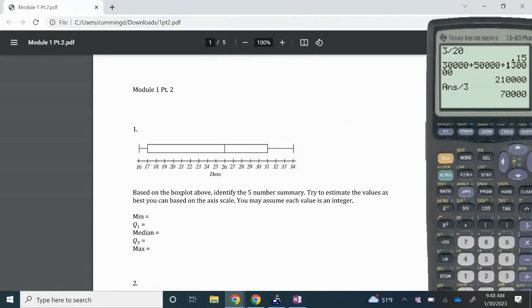All right, so we need the minimum score. You will find the minimum value here, represented by this line. All the vertical lines mean something. You will find the max value here. This is Q1, right? This vertical line. This is Q2. And then this is Q3.